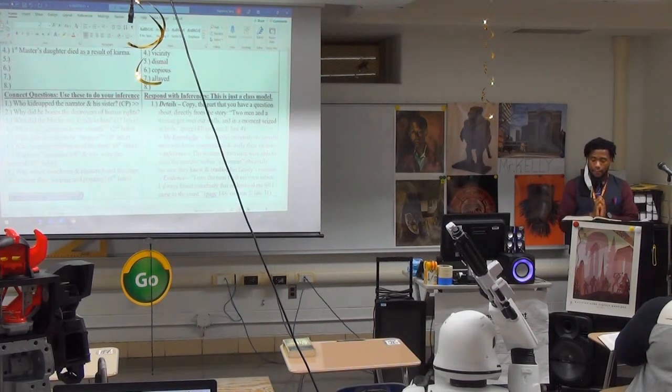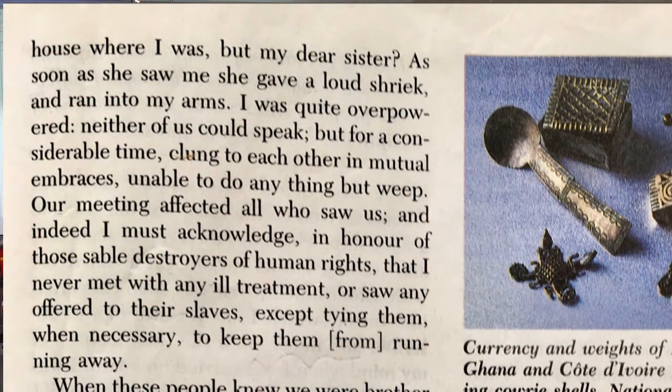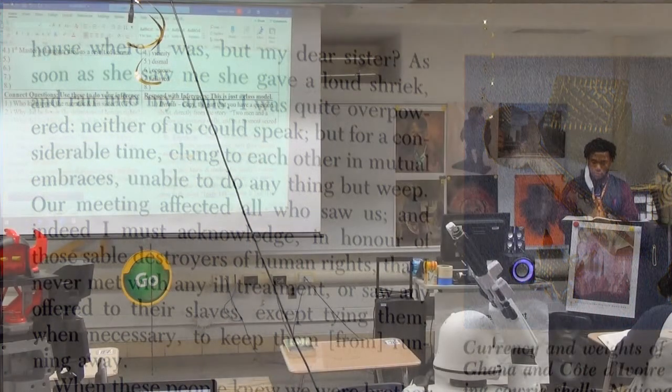Okay, Scott. I must acknowledge, in honor of those sable destroyers of human rights, that I never met with any ill treatment or saw any offered to their slaves, except tying them when necessary to keep them from running away.